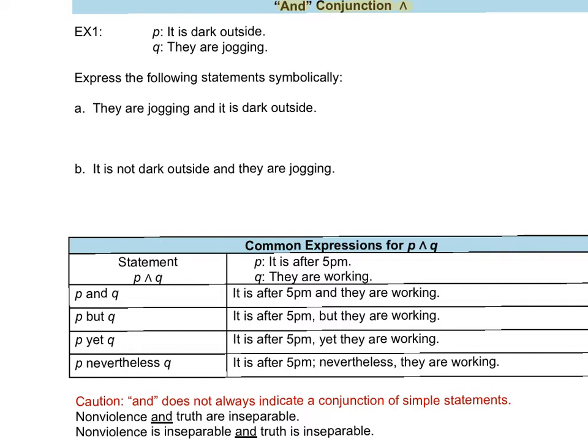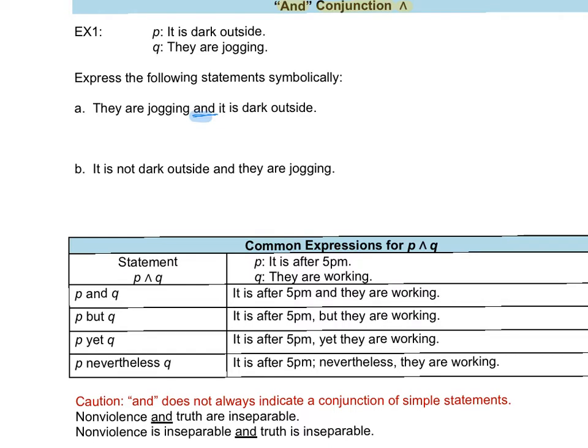Now I want to take the following statements and express them symbolically. They are jogging and it is dark outside. It is not dark outside and they are jogging. So part A, the first thing I want to do is locate my connective. I see an and.